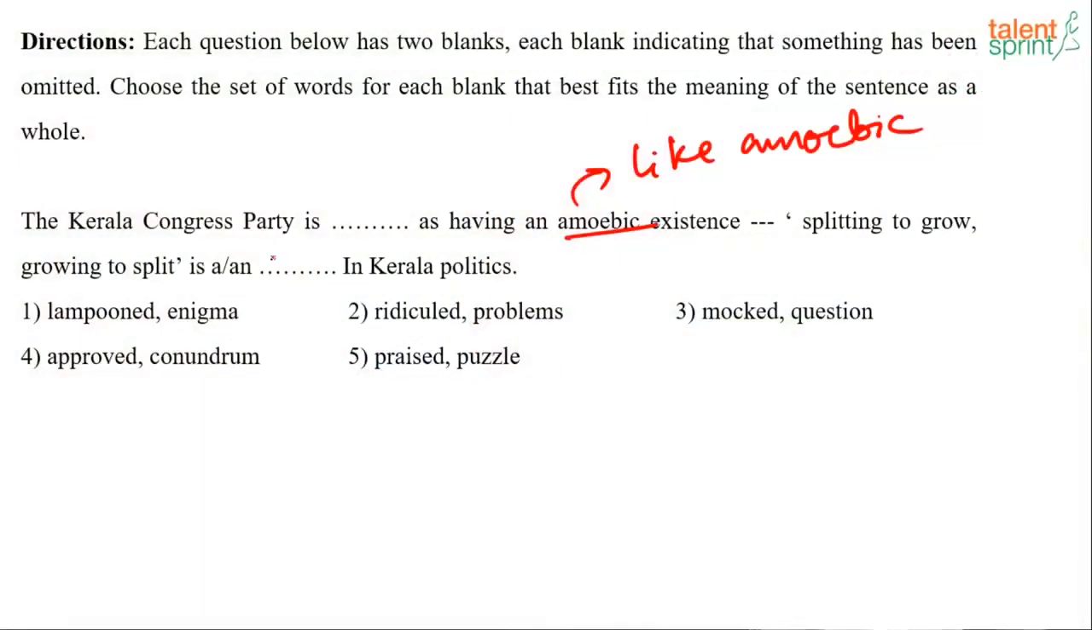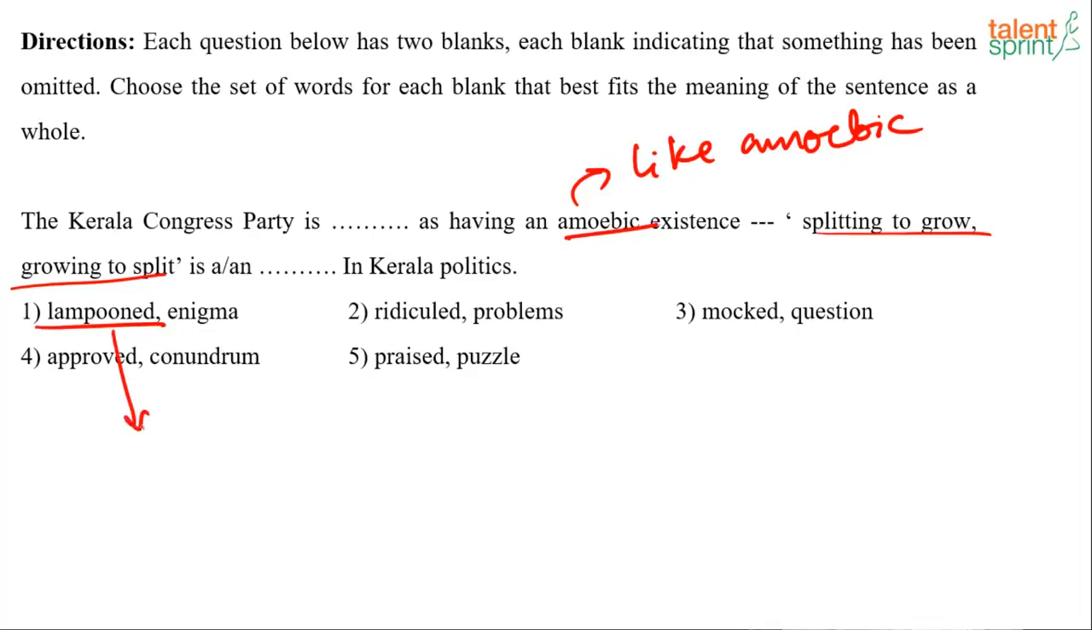And the Kerala Congress Party is dash as having amoebic existence, splitting to grow, growing to split. Okay, that is the amoebic existence. Very nicely said.